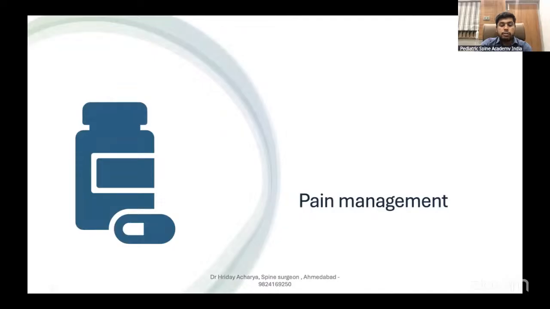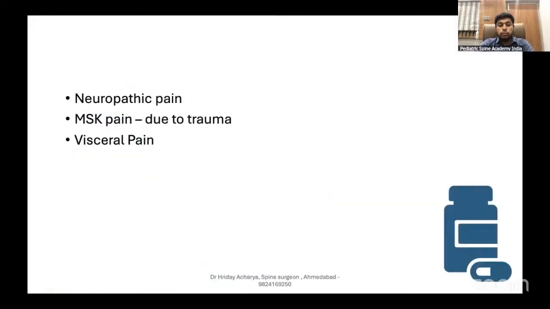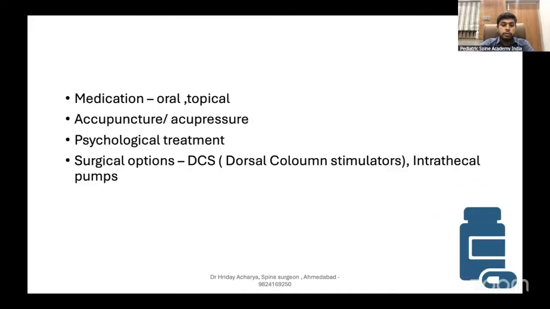So after this, a very important part that we come to is pain management. Patients who have pain will have neuropathic pain, musculoskeletal pain due to the trauma, and visceral pain. So we can give oral medications. There can be acupuncture or acupressure that can go along with it. There are surgical options that are also available. Putting intrathecal pumps are also available. So all these are options that we have.